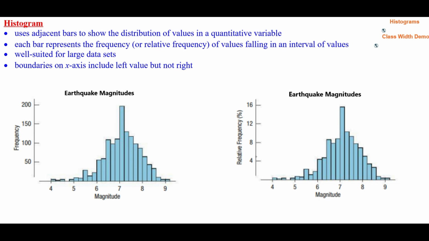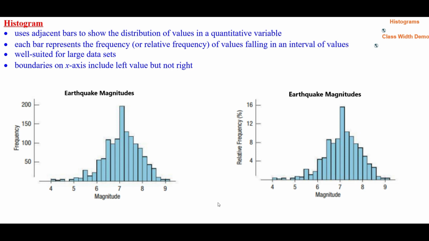The boundaries on the x-axis include the left value but not the right value. So if we look at this very first bar here, this includes the 4 and it goes up to and including the cutoff that would be here. So in this case, they didn't really give us that cutoff, so we're going to talk a little bit about how we can get that cutoff.